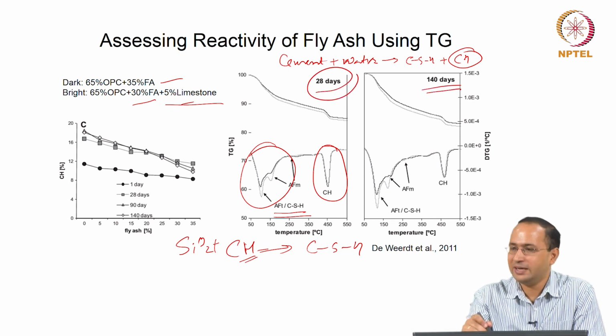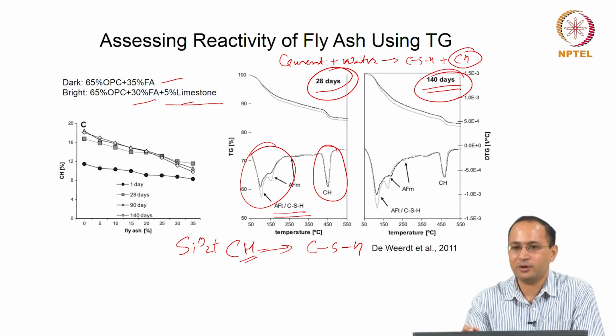This is at 28 days. When you do the same thing, thermogravimetry at 140 days, you would expect your fly ash will react with calcium hydroxide and the amount of calcium hydroxide will reduce. That is what you would expect, because of the pozzolanic reaction. You see the peaks, they are on the same scale here, so you can just compare the peaks. Compared to this, you see a reduction in the amount of CH. So, it tells you about the pozzolanic reaction.